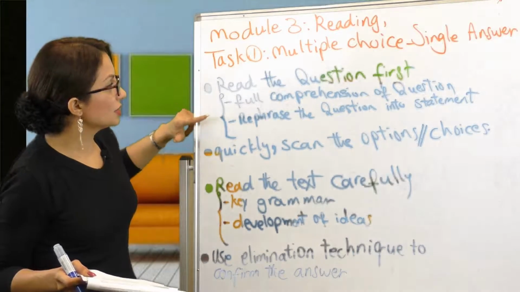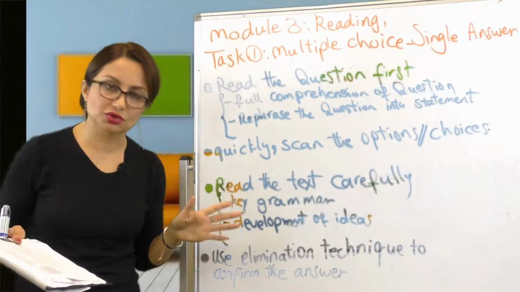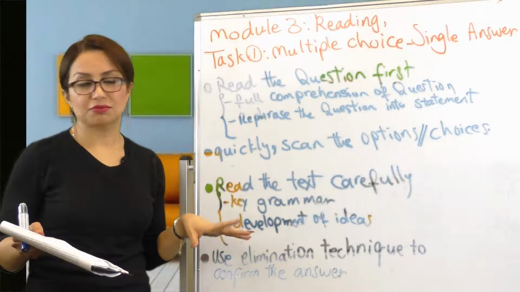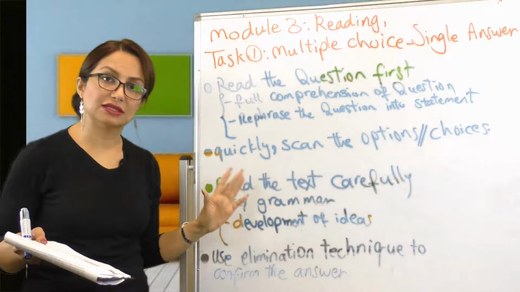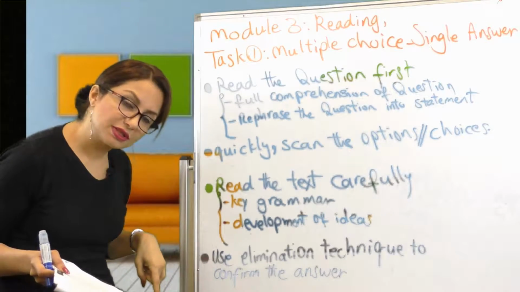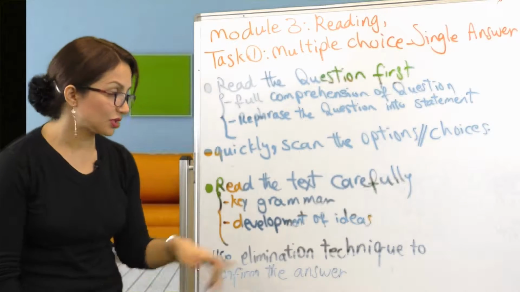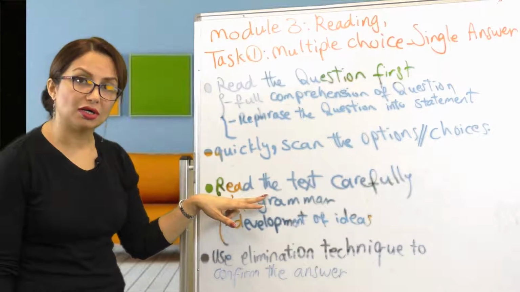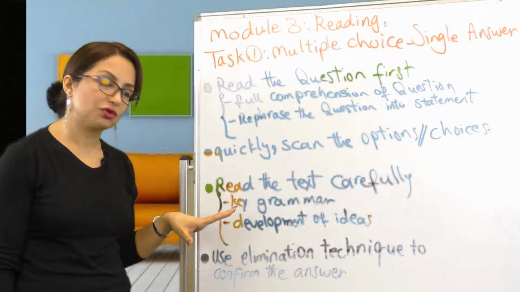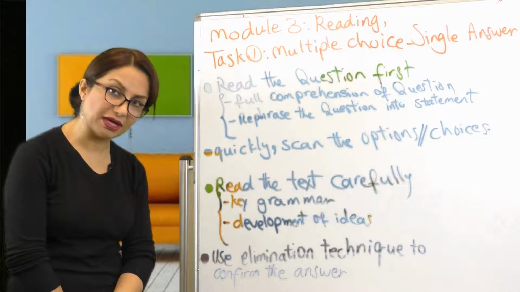So once you read the question, you can go and very quickly scan the options or the choices, but never make any assumption because you are not still into reading the text or the paragraph. Okay, so question, then choices or options, and then read the text carefully. So this is the part on which you need to put and to spend most of your time, because actually you need to answer the question in relation to the text or the paragraph.